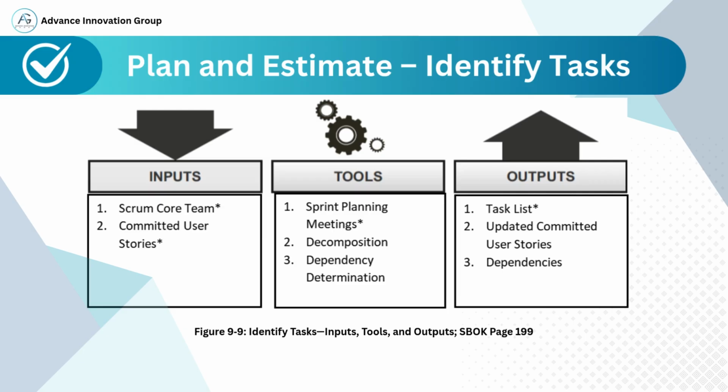Let's begin with the inputs. The two key inputs here are the Scrum Core team, which includes the Scrum Master, product owner, and the development team, and the committed user stories, which were selected during the earlier sprint planning activity. The tools used in this process include sprint planning meetings, where the team collaborates to understand and dissect the work required. Decomposition, where each user story is broken down into smaller specific tasks.